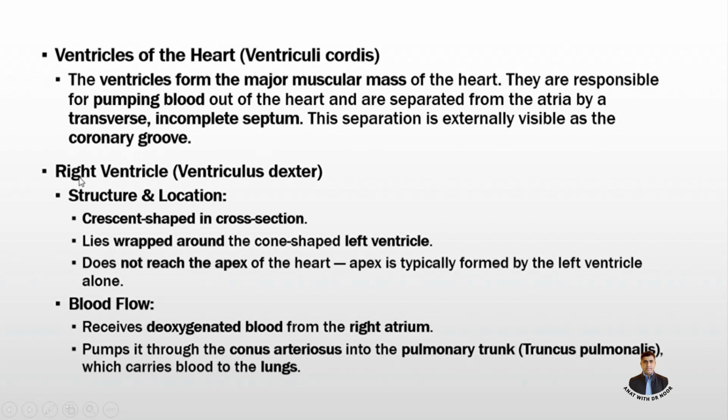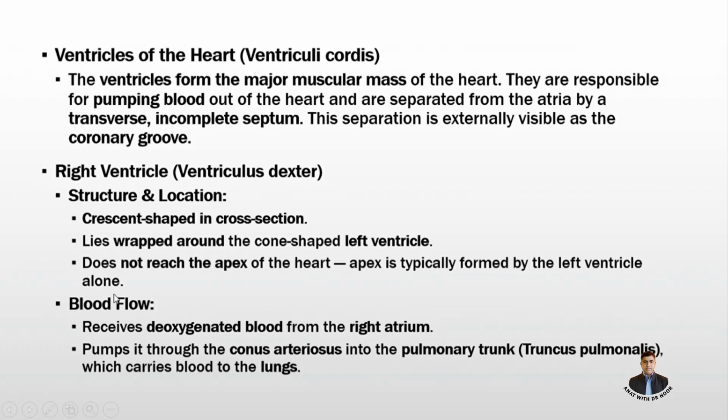Right ventricle structure and location. The right ventricle is crescent-shaped in cross section. It lies wrapped around the cone-shaped left ventricle. It does not reach the apex of the heart. The apex is typically formed by the left ventricle alone. It is not always so, but it is a general character for the apex.